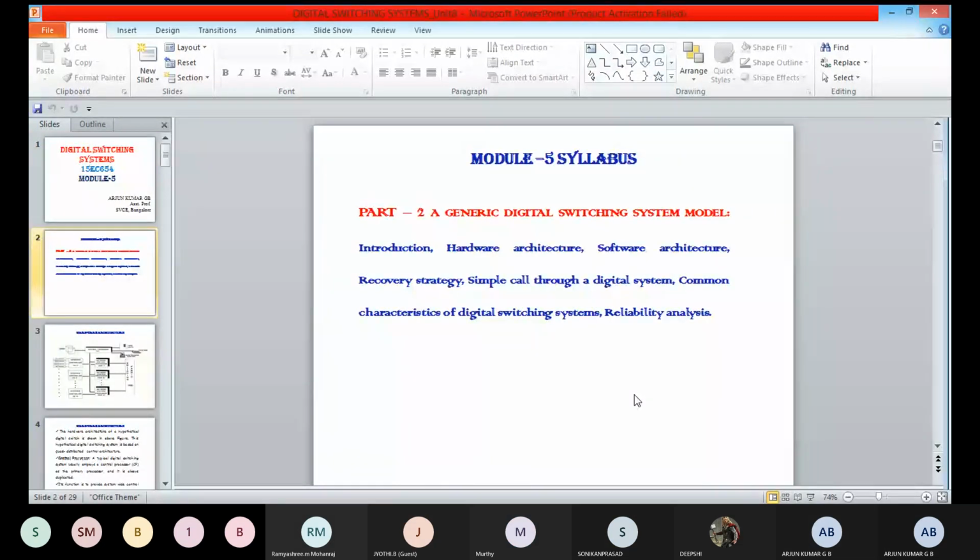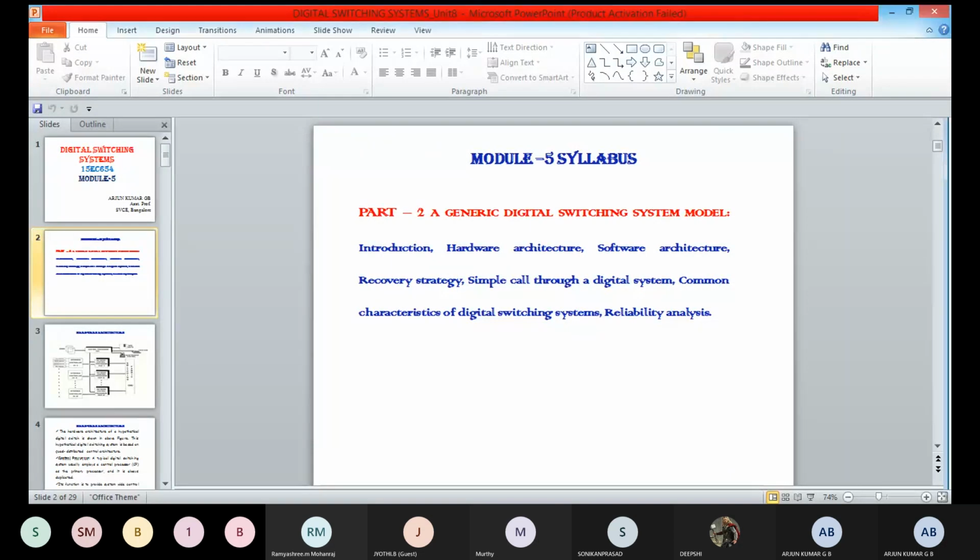We are discussing the digital switching system model, the hardware architecture, software architectures, and how they are recording the information from the SME engines and automation. There's a recording strategy, and also simple cluster data switching. We are using model 3. We are discussing how the hardware works in digital switching systems, the common characteristics of digital switching systems, and reliability analysis. These are the contents of the second part of the module.